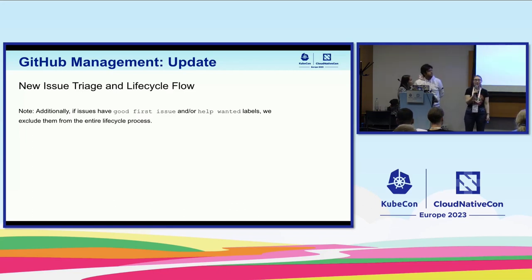Some additional labels are also affecting this new workflow. Good first issue. If it has good first issue or help wanted, then they will be excluded from the lifecycle process so that those can hang around until somebody gets to them.